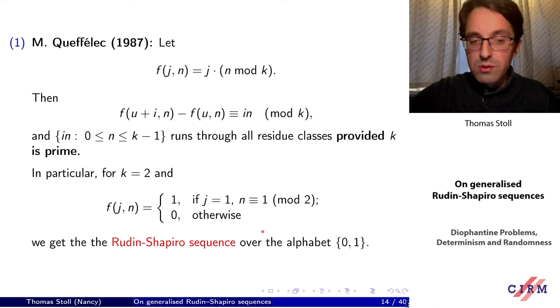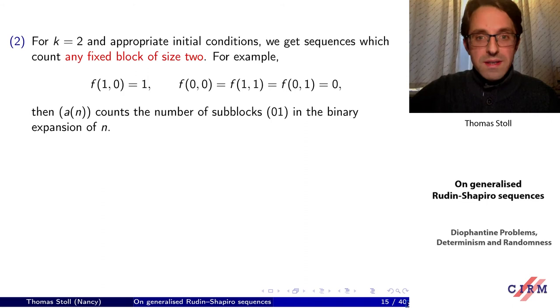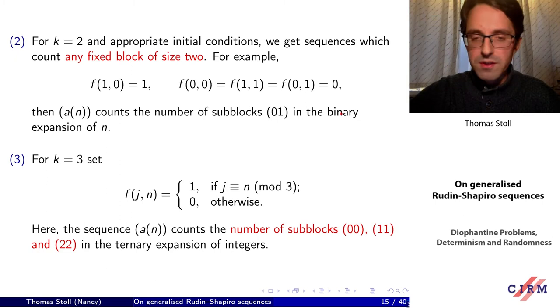we get the original Golay-Rudin-Shapiro sequence over the alphabet 0, 1. There are some quite interesting other examples I just mentioned here. You can count other blocks of size 2: 1, 0, 0, 0, 1, 1, 0, 1, etc., with the help of this definition. Okay, one other: you give the total count of the number of subblocks 0, 0, 1, 1, and 2, 2 in the ternary expansion of integers.